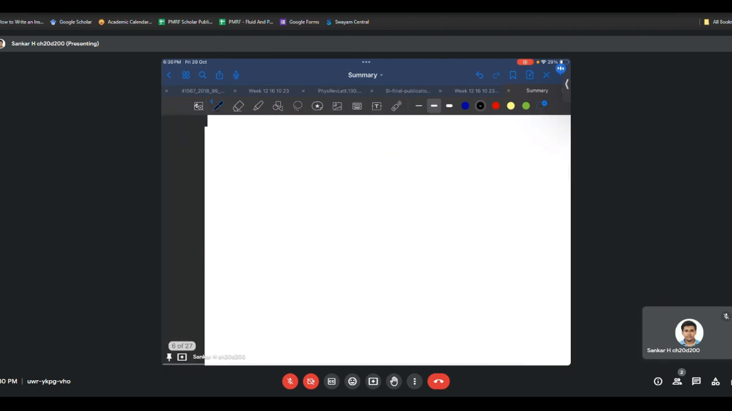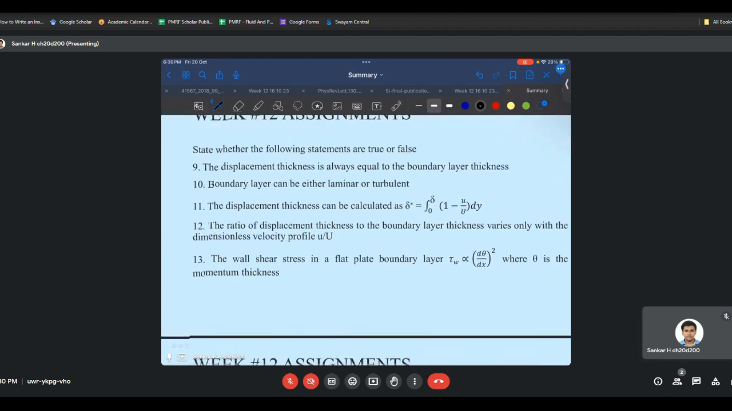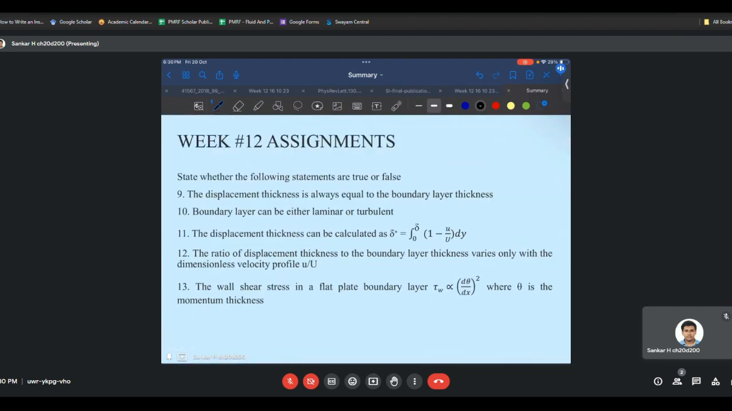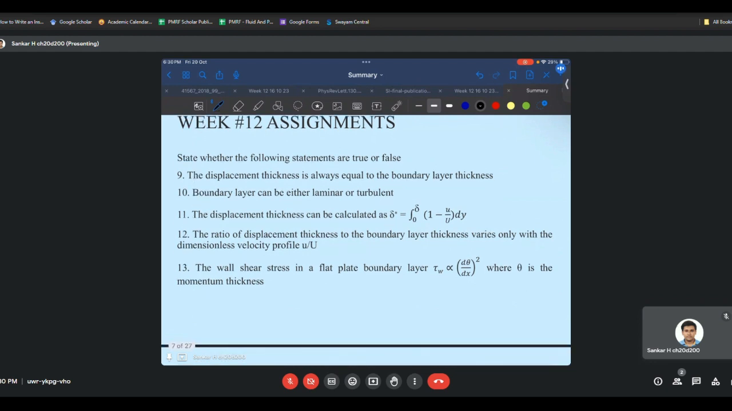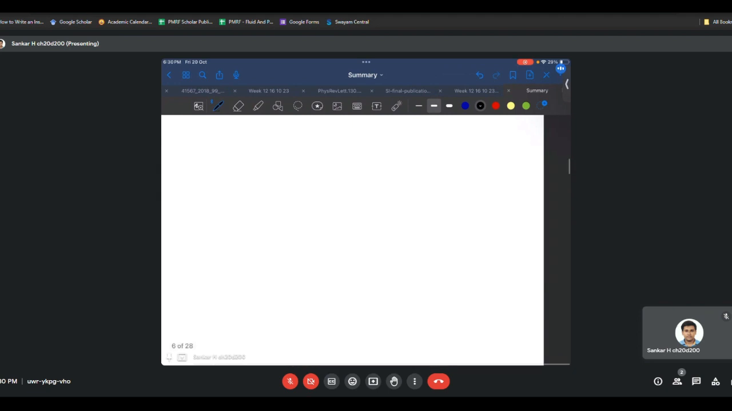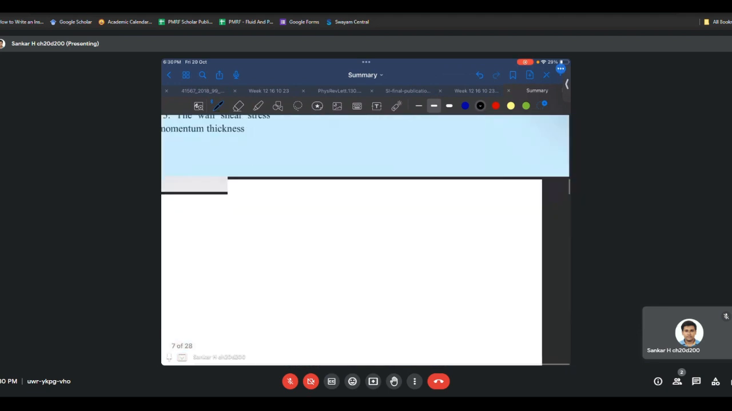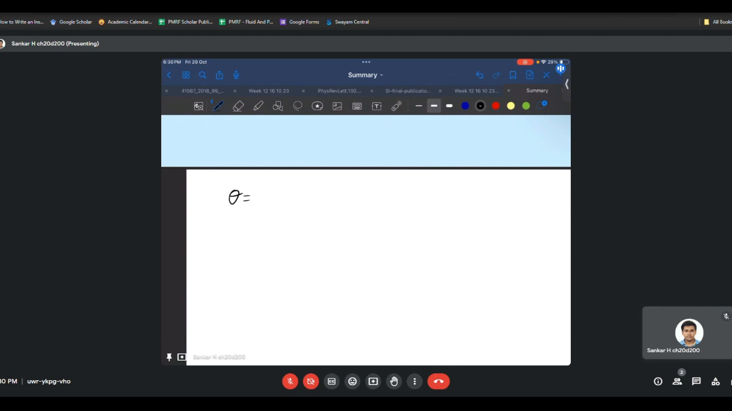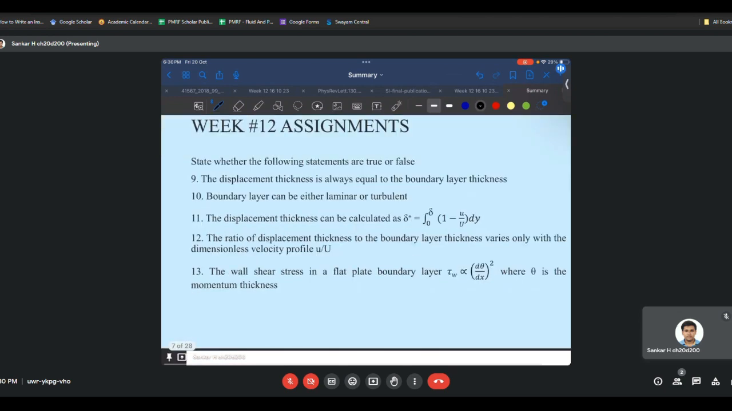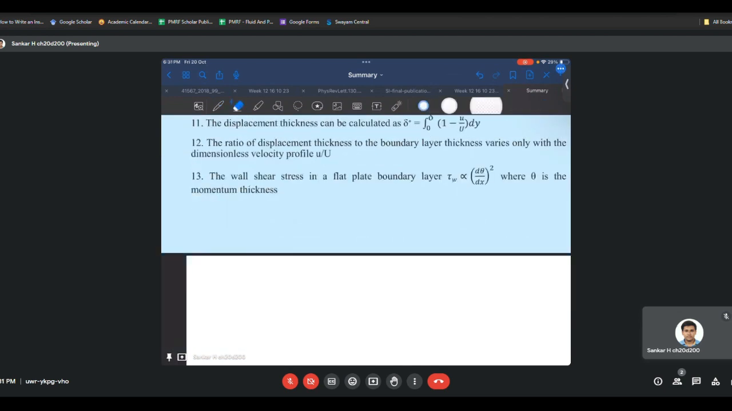Okay, we'll move on to question number 9. The displacement thickness is always equal to the boundary layer thickness. From the lectures, if you remember, the displacement thickness, which is given by delta star, is related as 1.83 times root of Rex.